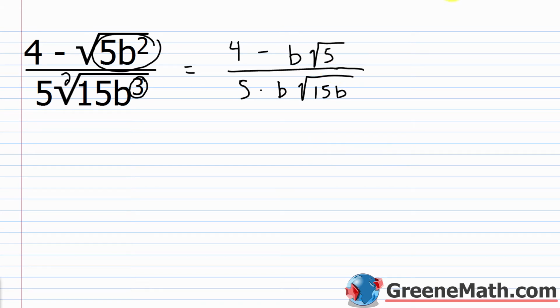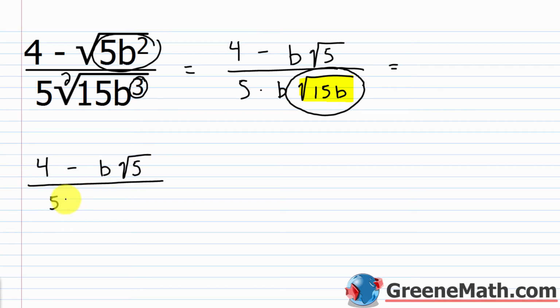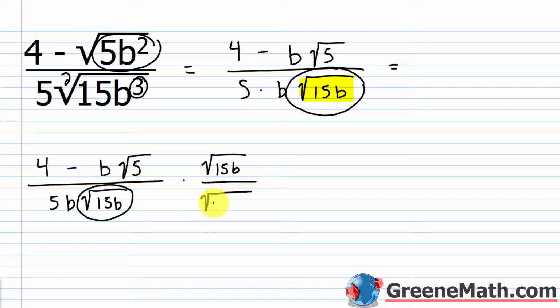But again, in the denominator, there is a radical. So I'm not going to multiply by the entire denominator. I'm just going to multiply by what I need to get rid of that radical. So let's start that down here. We have 4 minus b times the square root of 5 over 5b times the square root of 15b. Now what I'm going to do, I'm going to multiply the numerator and denominator by this guy right here. So the square root of 15b over the square root of 15b.